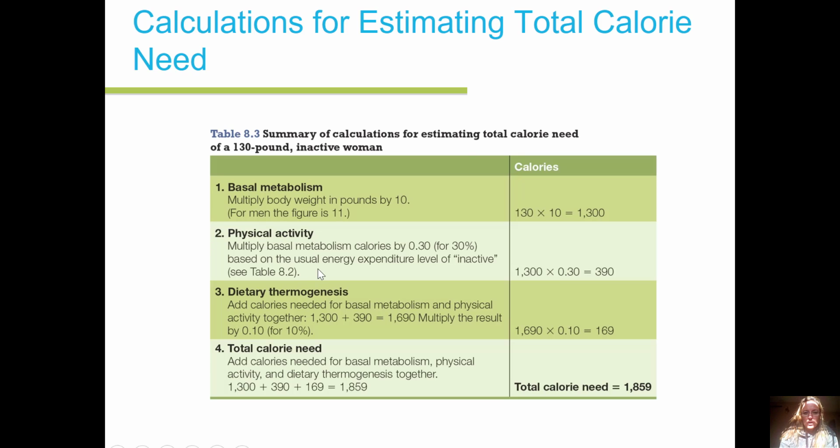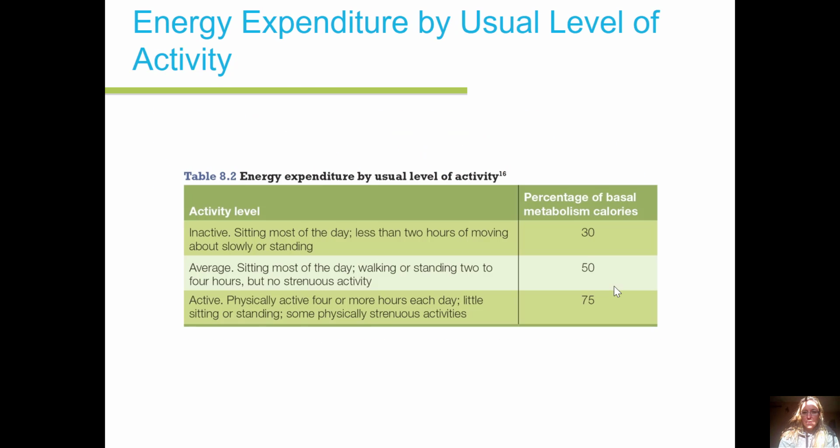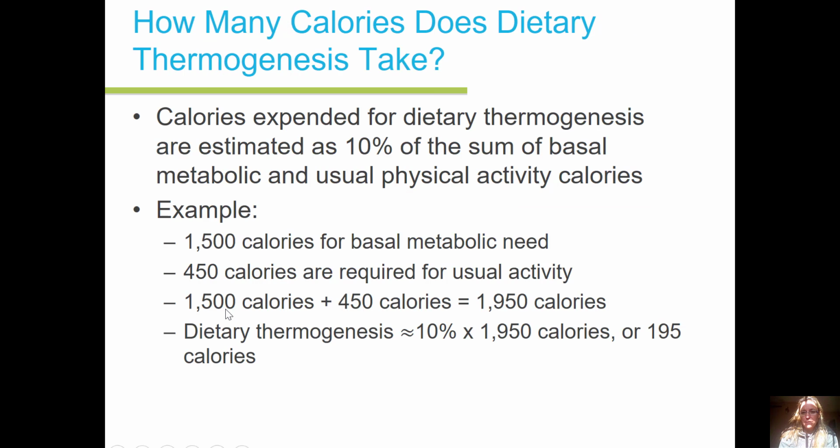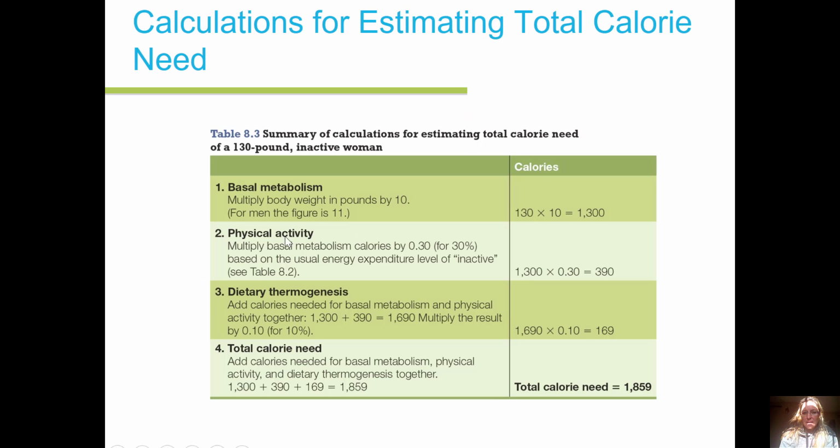So this person used 30%. They chose that status of inactive, and they took their basal metabolism and multiplied it by 0.30, 30%, and they came up with 390 calories of physical activity is what they're getting every day based on their physical activity status. Again, you can use 50% or you can use 75% depending on what category you put yourself in. So what I want you to do is take it to that second step. Take your basal metabolism calories, multiply it by either 30%, 50%, or 75% to get your physical activity calories for the day.